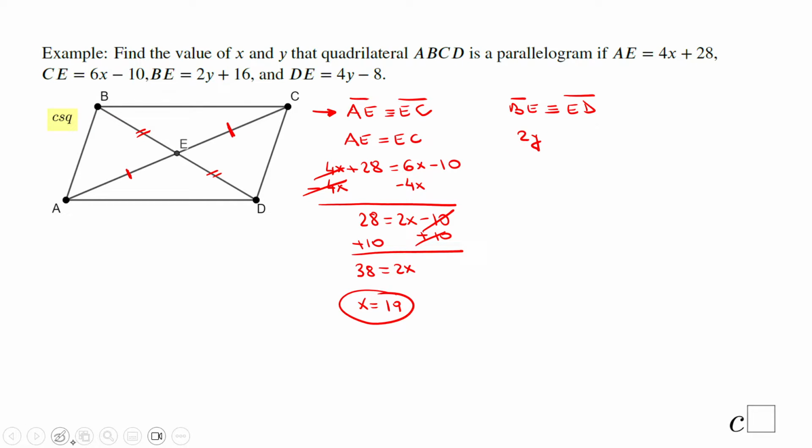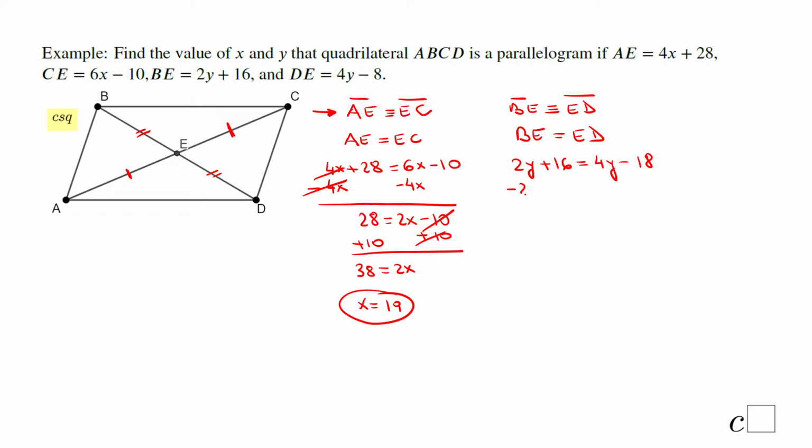Oh, let me be consistent. Let me write the second statement, which is the measure of segment BE. It's equal to the measure of segment ED. So now we can write the equation, and we're going to have 2y plus 16 equals 4y minus 18.